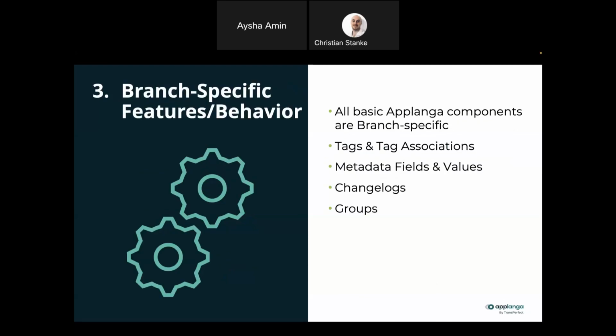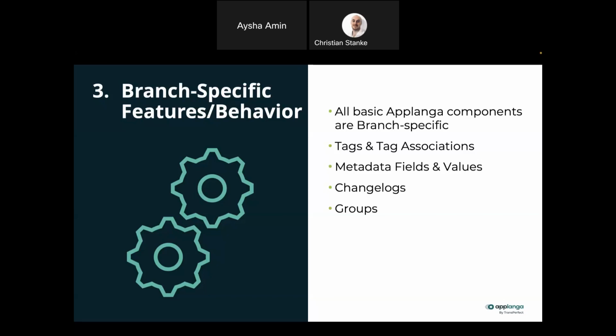Okay. The last big consideration is that many components or features of Applanga are branch specific. There's really obvious ones like languages and custom languages, keys, including linked and unlinked keys, screenshots, source text and translations, statuses and comments, translation orders, imports and exports of files, as well as your integrations, right? But then there's features that I think are a little more nuanced when it comes to branching.